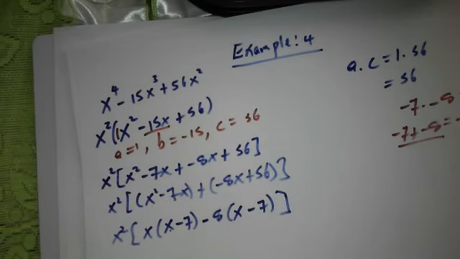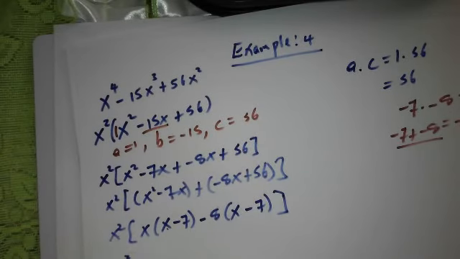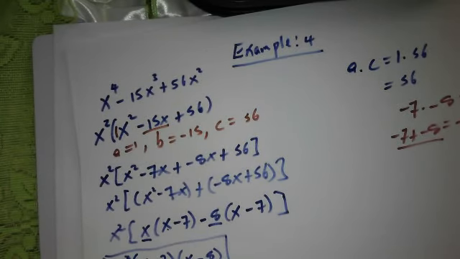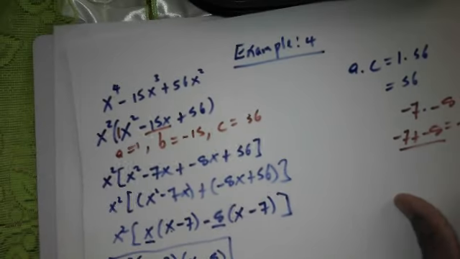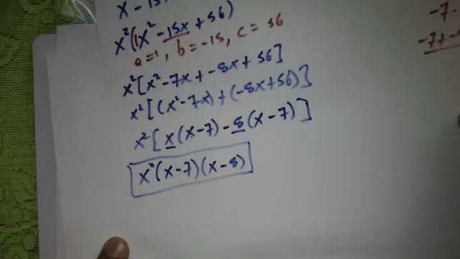Okay, so my factors would be x squared, which is this. These parentheses are the same, so that is one of my factors, which is x minus 7. And my other factor would be these two outside the parentheses, so that would be x minus 8. And this would be my solution here. Okay, yes, this is my solution here.